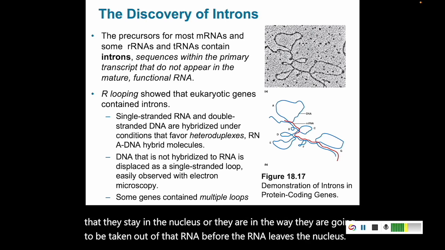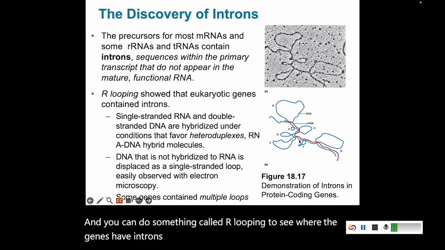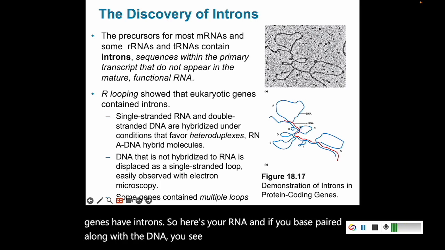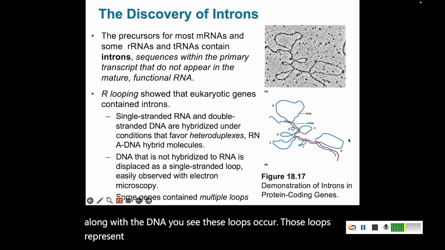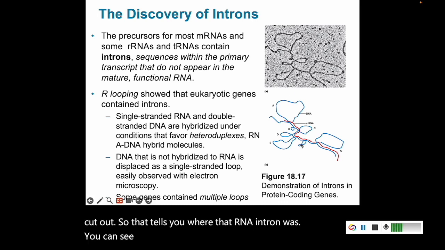And you can do something called R-looping to see where the genes have introns. So here's your RNA, and if you base pair it with the DNA, you see these loops occur. Those loops represent the strands of DNA that created RNA that was cut out. So that tells you where that RNA intron was. You can see this gene has multiple loops on it, so you can have multiple introns.